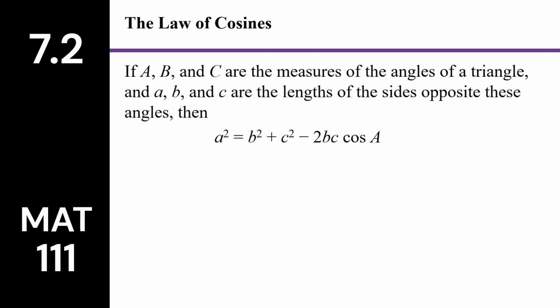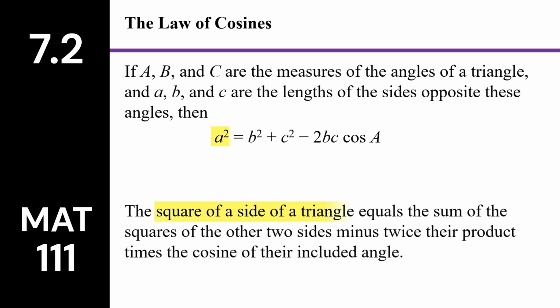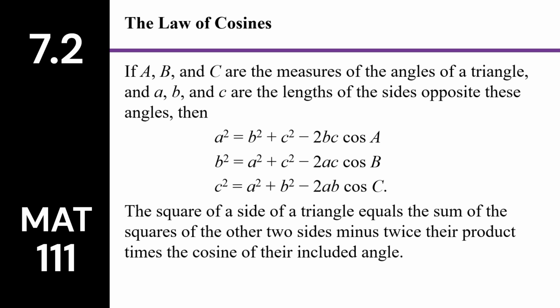Using uppercase letters to represent the measures of the angles and lowercase letters to represent the lengths of the sides, the law of cosines states that the square of a side of a triangle equals the sum of the squares of the other two sides minus twice their product times the cosine of their included angle. This works from the perspective of any of the sides, so we can also have b squared equals a squared plus c squared minus 2ac times the cosine of angle B, or c squared equals a squared plus b squared minus 2ab times the cosine of C.